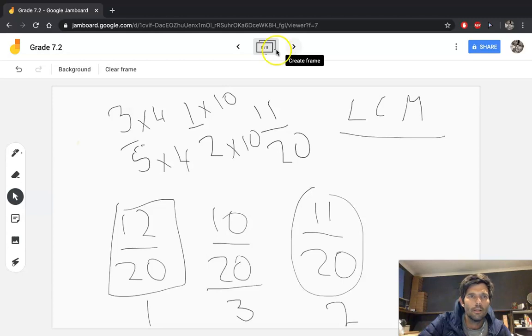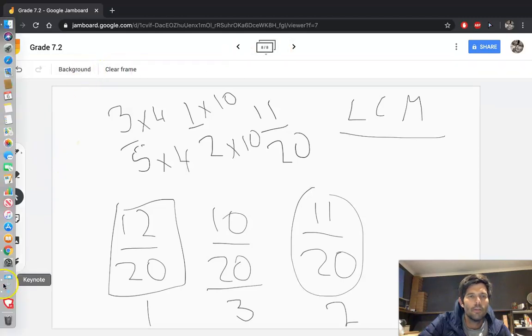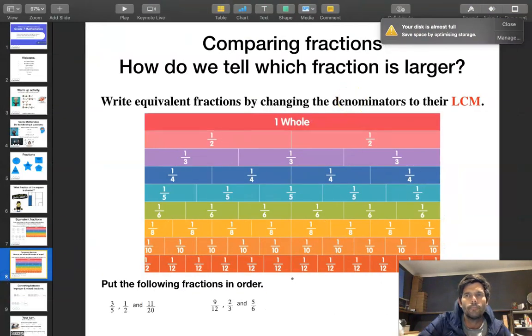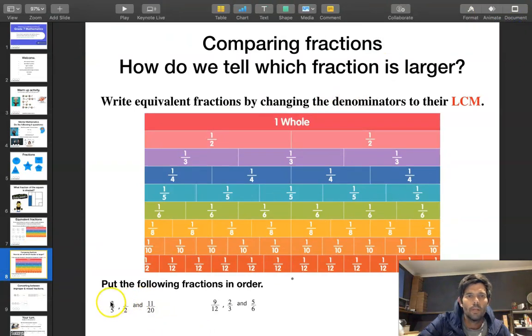Another way of looking at this is if I go back to my diagram, you can see at the bottom that 3 over 5 is greater than 1/2. So immediately you should be able to recognize that it's going to be bigger. And 11 over 20 is also greater than 1/2. So just by looking at that at the bottom, you should be able to see that 1/2 is going to be the smallest.